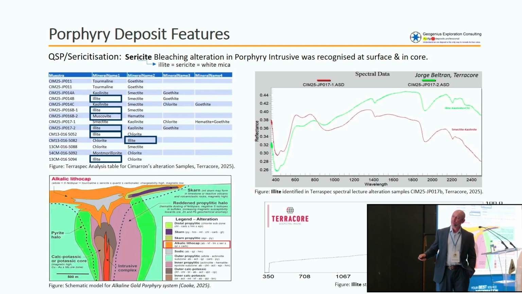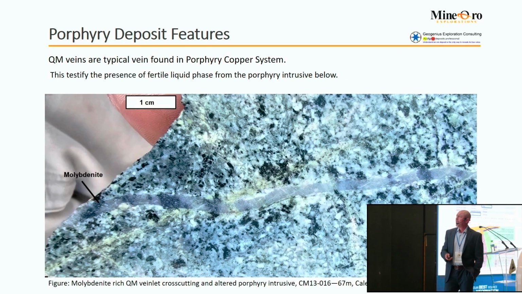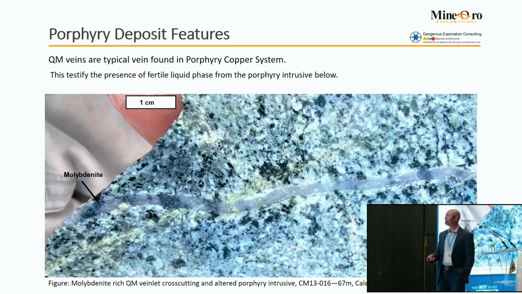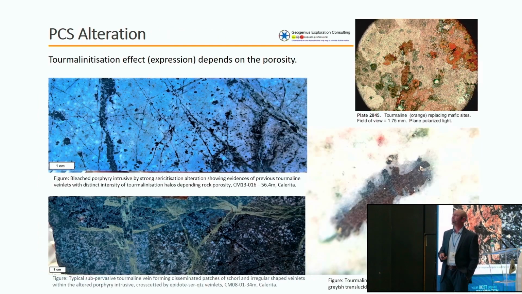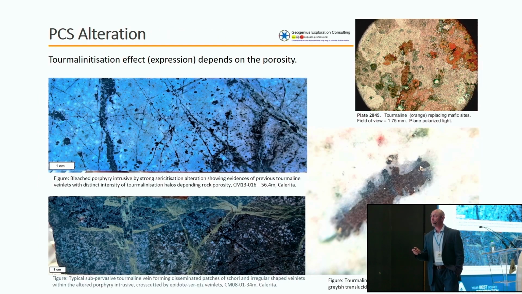Because it's closer to surface, we have proximity to the porphyry intrusive, to the lithocap, because normally it's 2,000 meters below. In that case, we're closer to surface. Okay, quartz-molybdenite vein, so nothing new. Tourmaline breccia, so nothing new. Okay, so that brings tourmaline alteration.